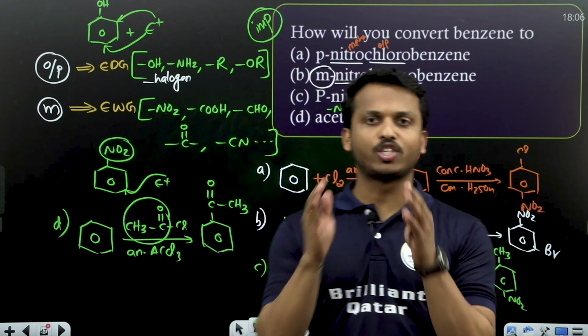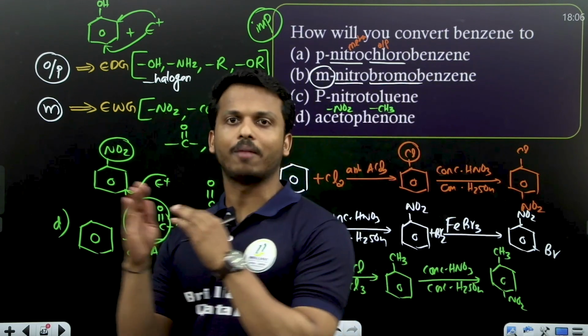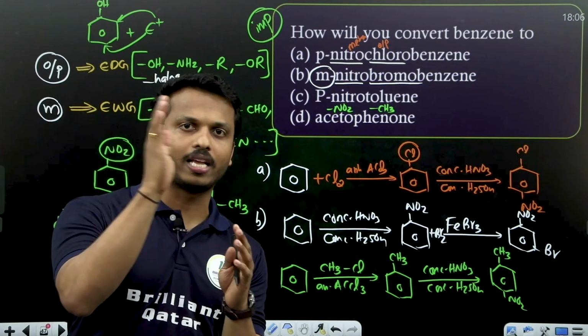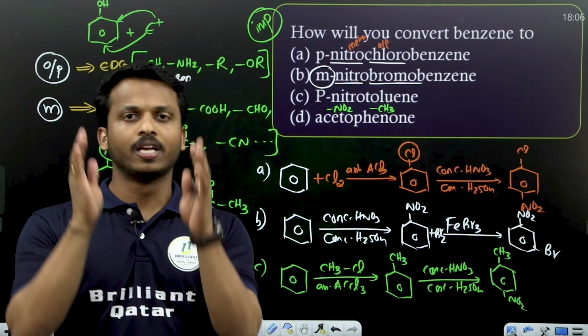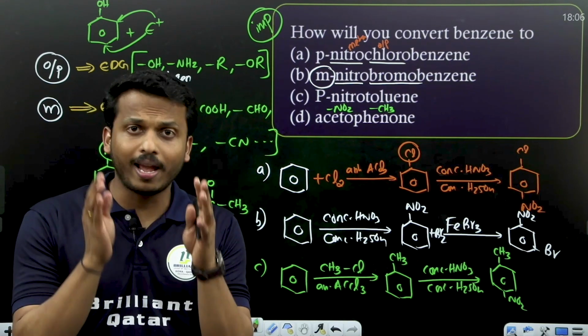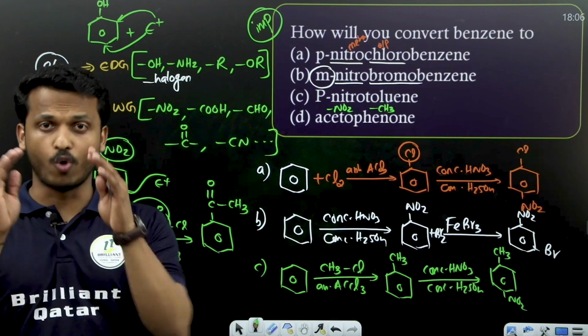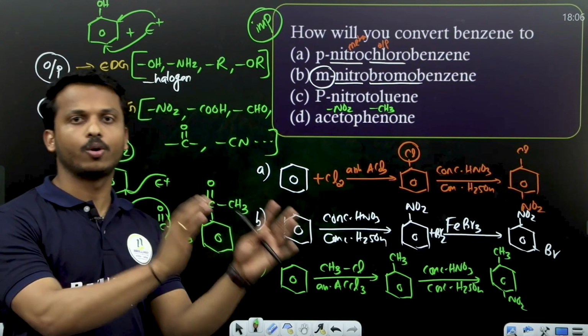Sure question. So here you study which are ortho-para directing groups and which are meta-directing groups. Clear? Ortho-para directing groups, study the list. Meta-directing groups, study the list. See the product you want. If you want a para product, add the ortho-para directing group first. If you want a meta product, add the meta-directing group first.